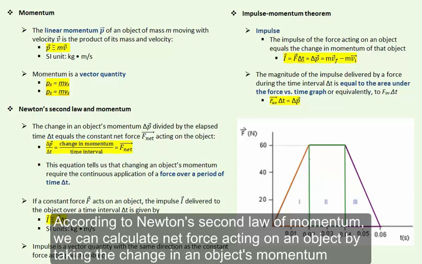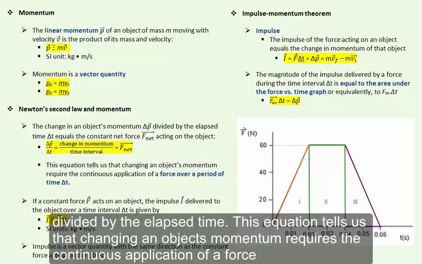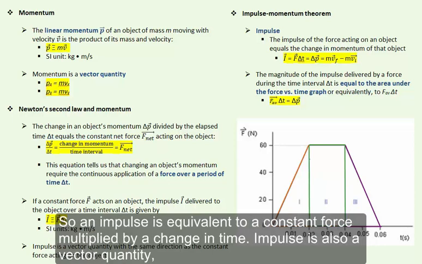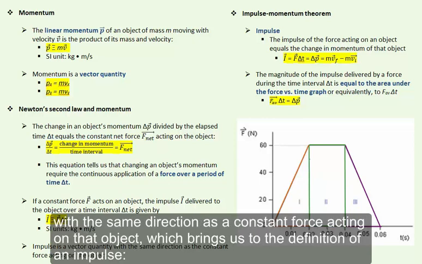According to Newton's second law of momentum, we can calculate net force acting on an object by taking the change in an object's momentum divided by the elapsed time. This equation tells us that changing an object's momentum requires the continuous application of a force over a period of time, with a constant force acting on an object over a time interval defining an impulse. So an impulse is equivalent to a constant force multiplied by a change in time. Impulse is also a vector quantity with the same direction as the constant force acting on that object.